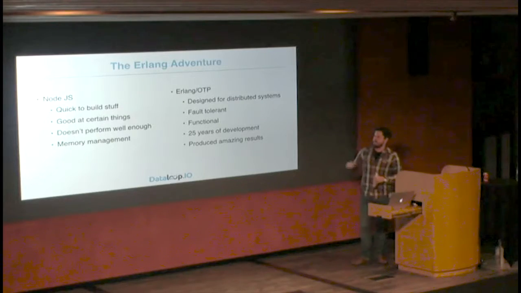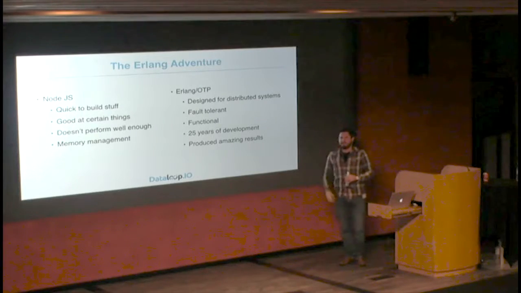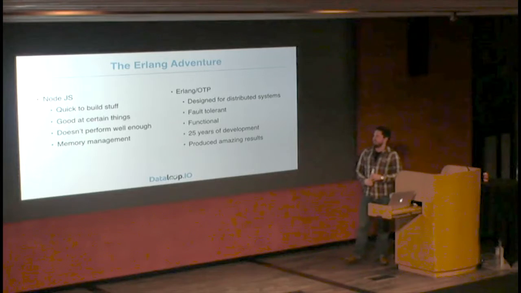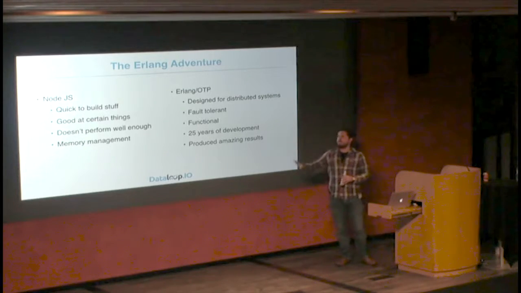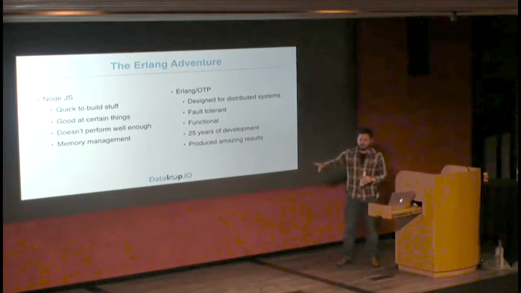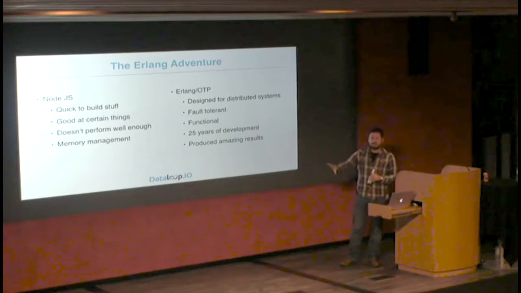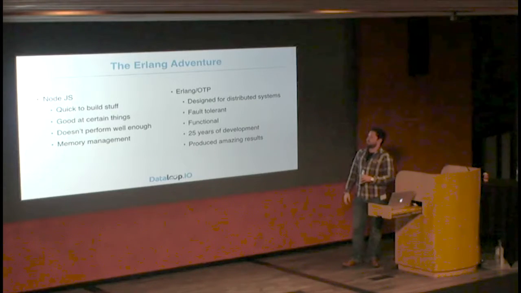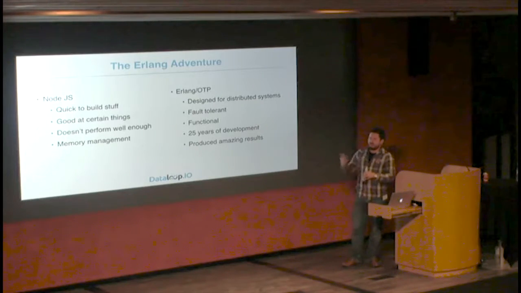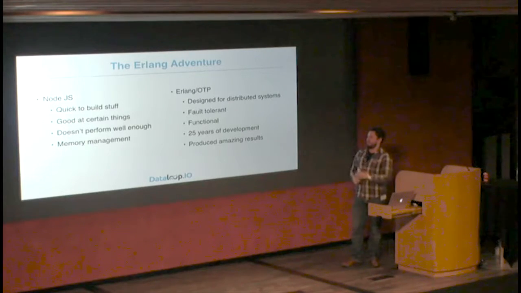So if we step back a bit, about 6 months ago, originally we'd built everything in Node.js. It was really quick, it was painful at scaling in certain areas, but we could build stuff fairly quickly. It was awesome for certain things. As an API layer, it was great.